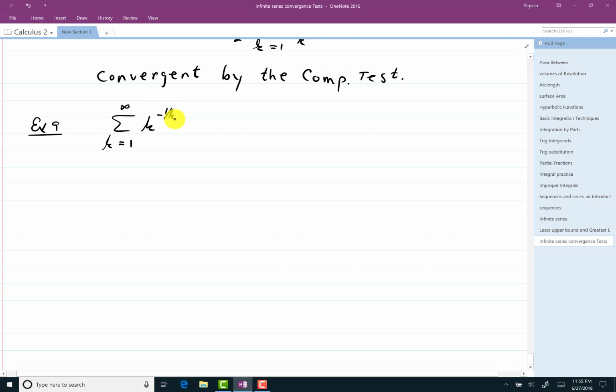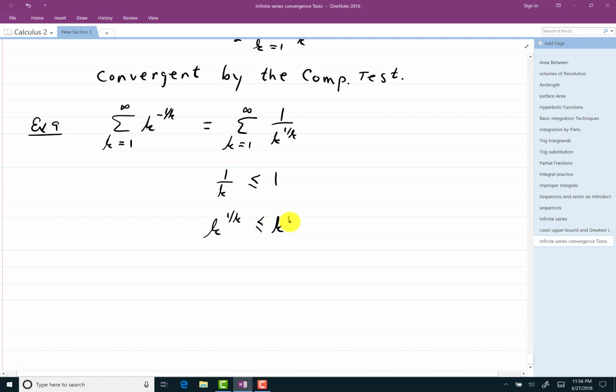I think with this series, the first thing I'm going to do is rewrite it as k equals 1 to infinity of 1 over k to the 1 over k. Now let's take a look at that exponent there. What is 1 over k? Well, I think 1 over k, as k gets bigger and bigger, this is certainly going to be less than or equal to 1. So then k to the 1 over k is going to be less than or equal to k to the 1.